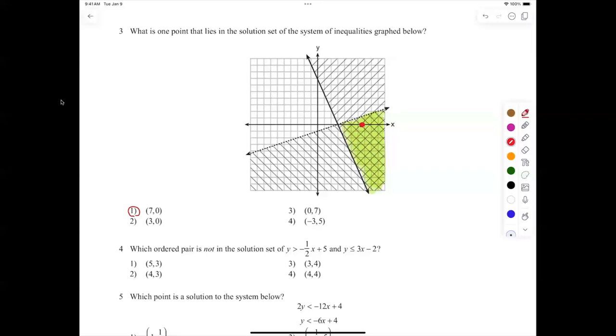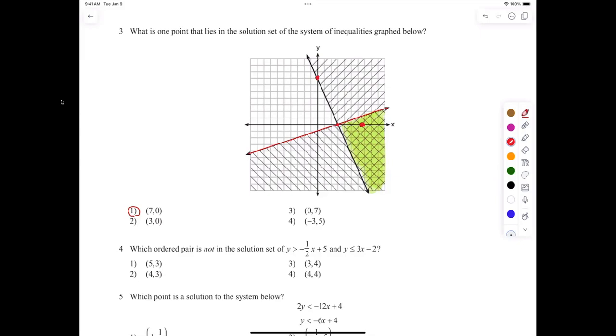Now, is 0, 7? Well, 0, 1, 2, 3, 4, 5, 6, 7 is way up here. Is that in the green? No. 3, 0. Wow. Now that one's a nice one. So would you say yes or no? What if I told you it would be correct if this was a solid line? Is that a solid line? No. You with me? Everybody agree?